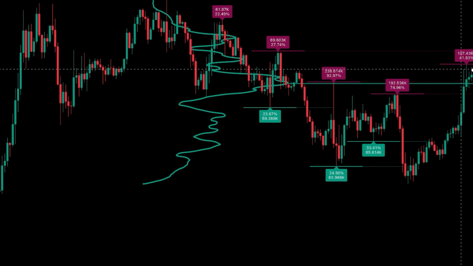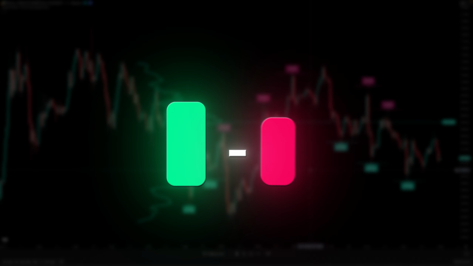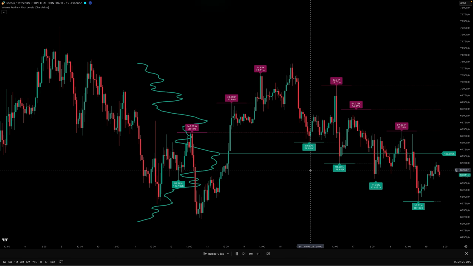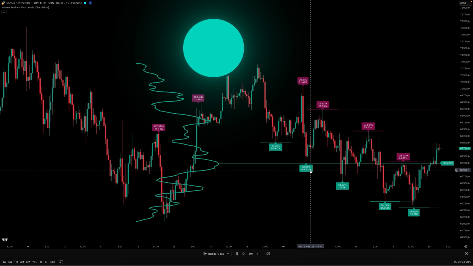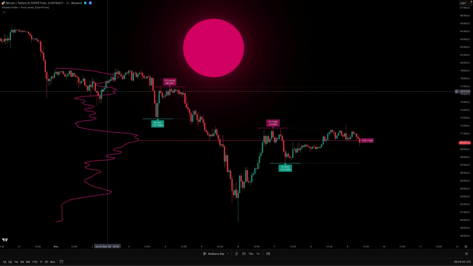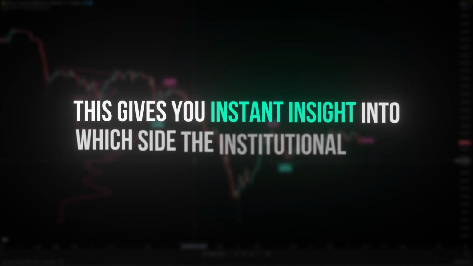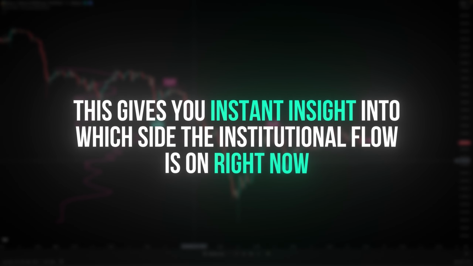The indicator calculates the delta. It takes the volume from bullish candles and subtracts the volume from bearish candles over the entire period. If the profile is colored turquoise, it means buyers are dominating. The bulls are in control of the market. If the color is burgundy, the sellers are in charge. The bears have the initiative. This gives you instant insight into which side the institutional flow is on right now.